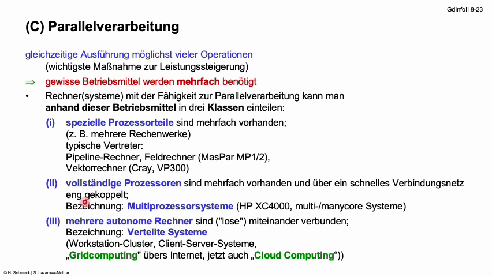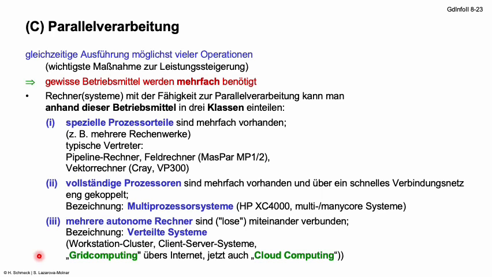Then you can have this at the level of the processor. So you can have full processors available in more than one instance, and they have a very fast, high-speed interconnection network. And this is what we often see in the modern multi-core processors. So this is nowadays very common.